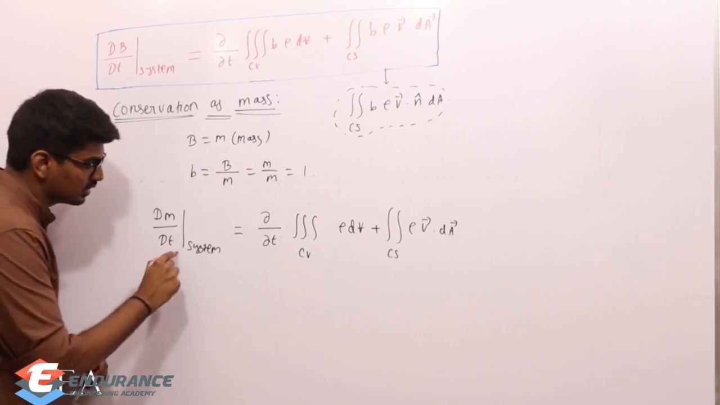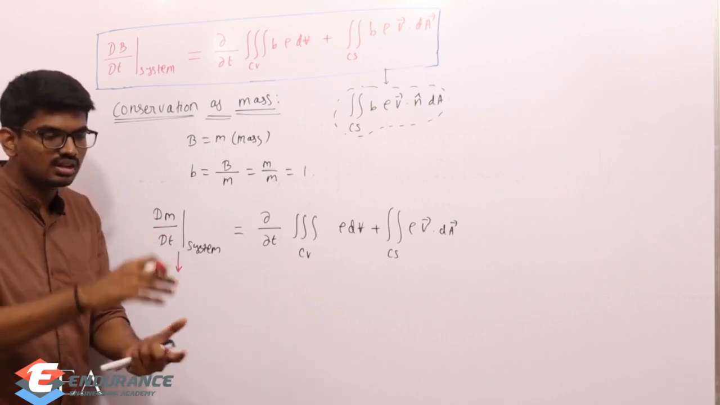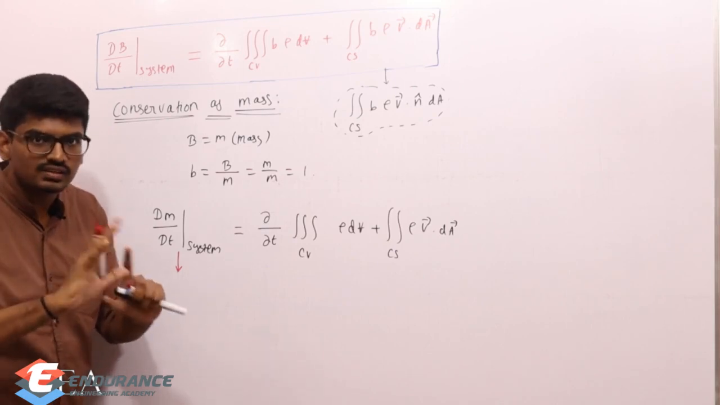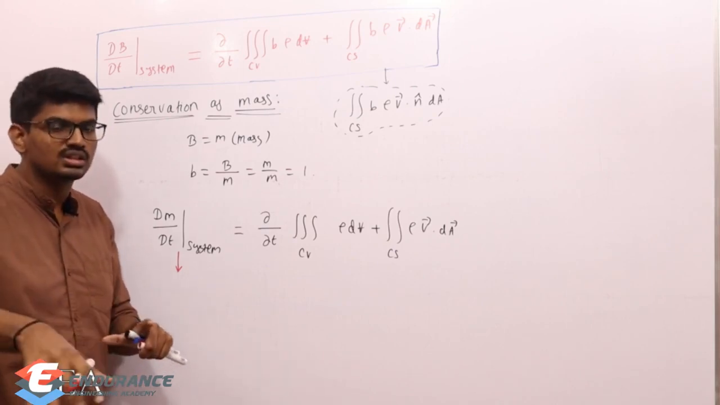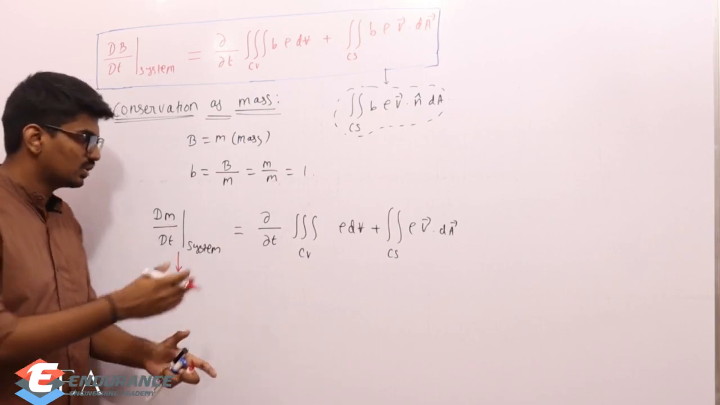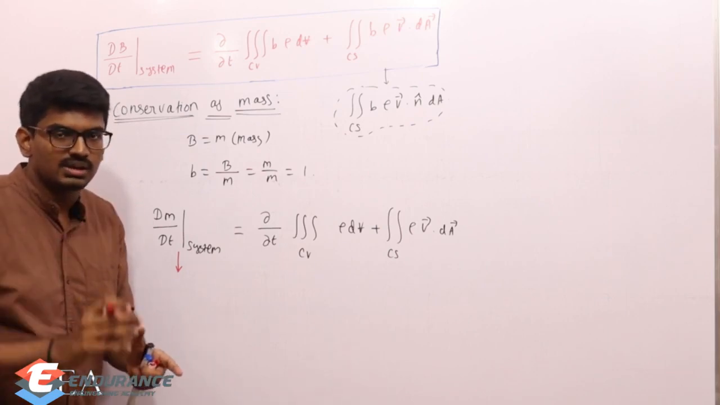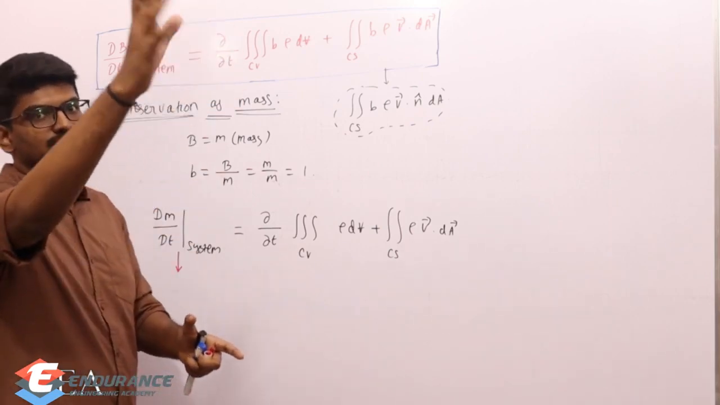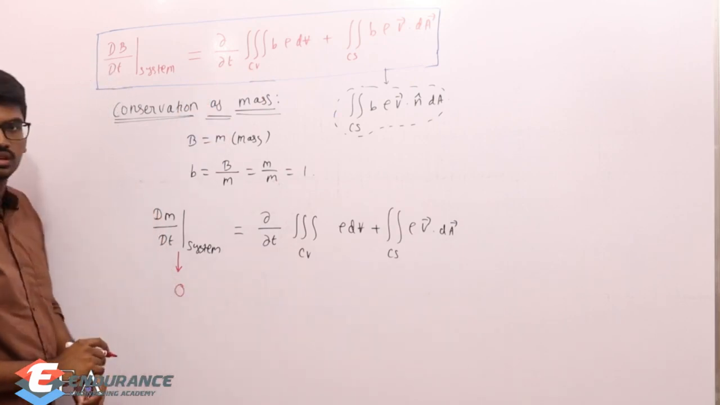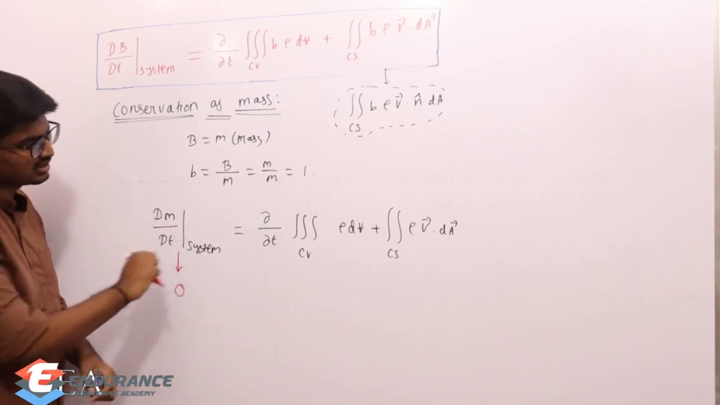This is pretty obvious; mass has to remain constant. If you take a container, fill something in it, and move the container wherever you want, the mass inside will remain the same unless you pour it out. A system is like that too. Imagine a hypothetical container where you are filling a mass and it is moving everywhere. So obviously this is going to become 0. Change in mass with respect to time will be 0 for a system.